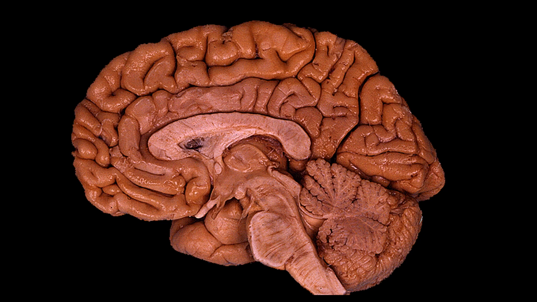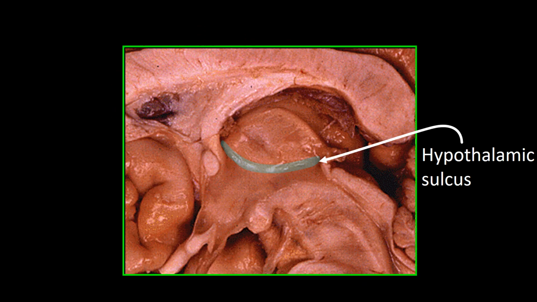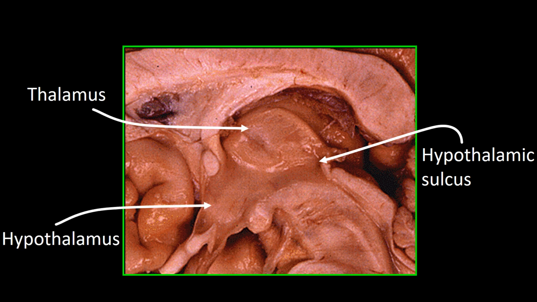This is a sagittal cut of the brain. We are going to focus on the area enclosed. Notice the hypothalamic sulcus. The hypothalamic sulcus is a diencephalic landmark. Above it, you can see the thalamus, and below it, the hypothalamus.